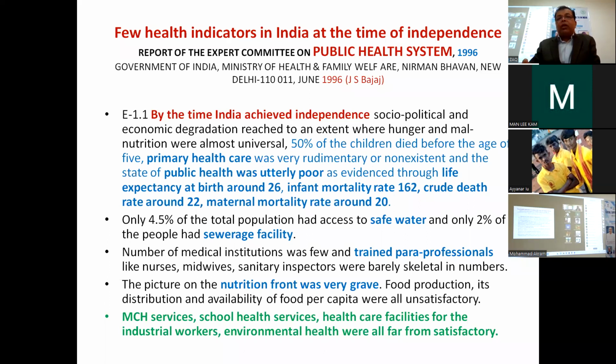4.5% of the total population had access to safe water, and only 2% of the people had sewerage facility. You know that for sanitation, the sewerage facility is the backbone. Without that, we cannot think of ensuring public health or sanitation. So that was the situation prevailing almost 70 years back.